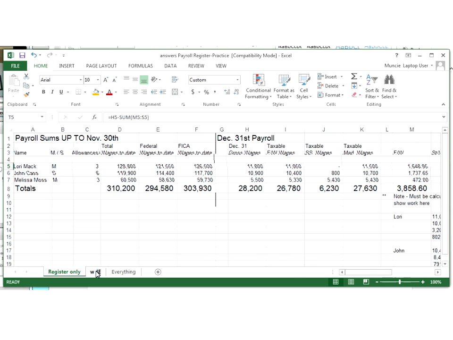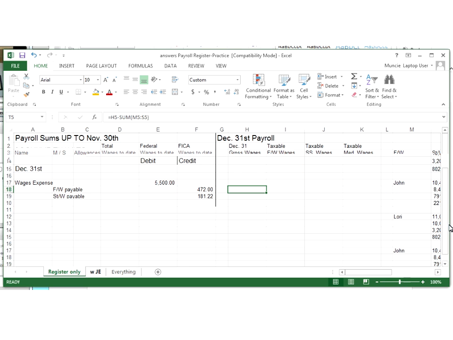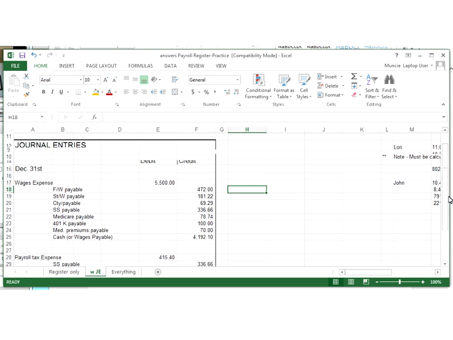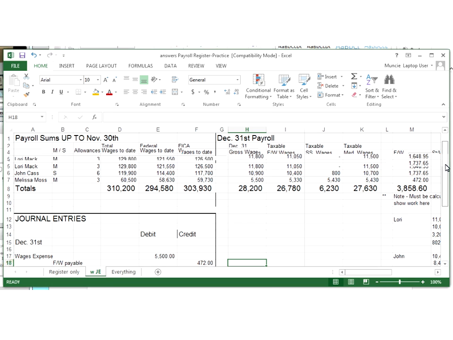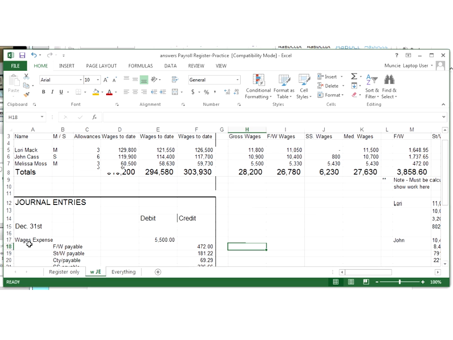Okay, now we're ready to do the journal entry. So I'm going to go to my next tab where I have listed the journals. Remember, with payroll, you always have at least 2 journal entries. You have what the employee made minus what they had taken out of their check. That's the first journal entry. The second journal entry is the employer's additional taxes that they had to pay. And then the third and any other additional entries are other expenses that the employer pays on the employee's benefit.